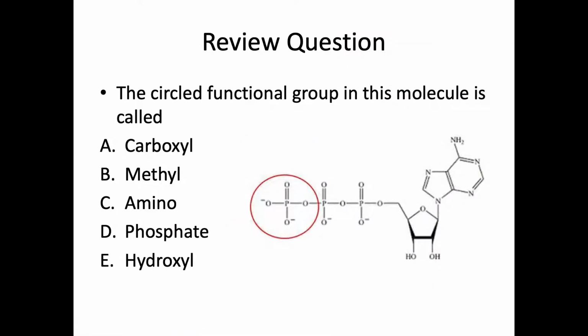Oh, review question. The circled functional group in this molecule is called, so we are identifying this one. It would be a phosphate, because it has this phosphorus element and then 4 oxygens. If we were to further dissect this compound, we can see that we have 2 hydroxyl groups and an amino group. Okay.